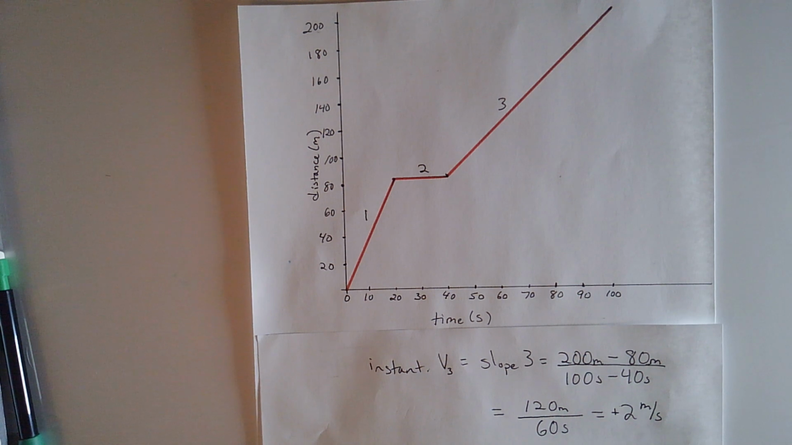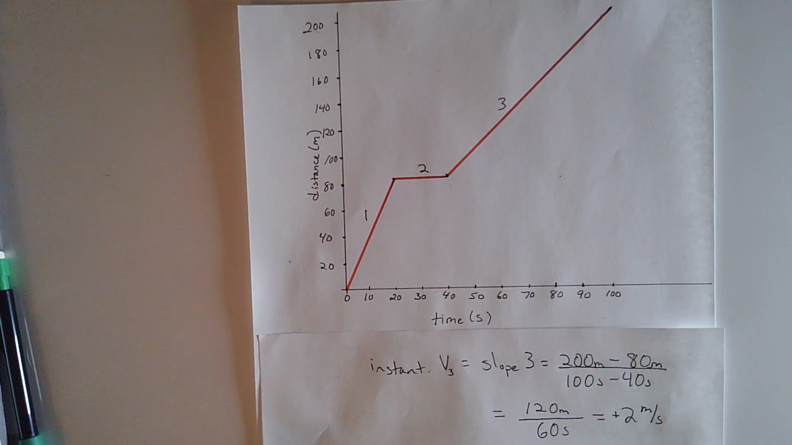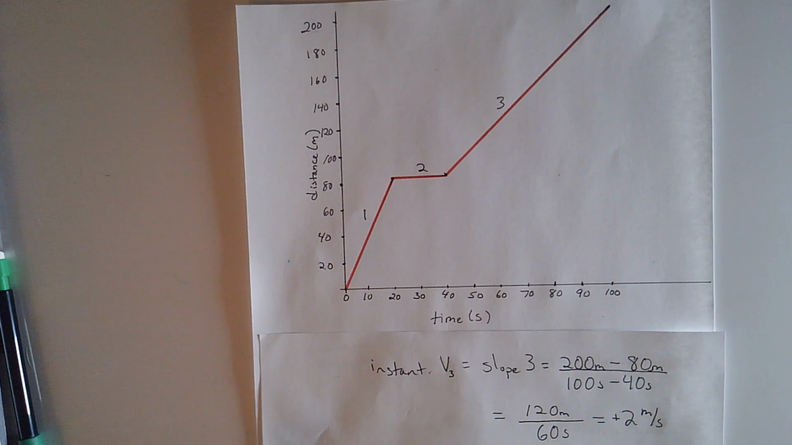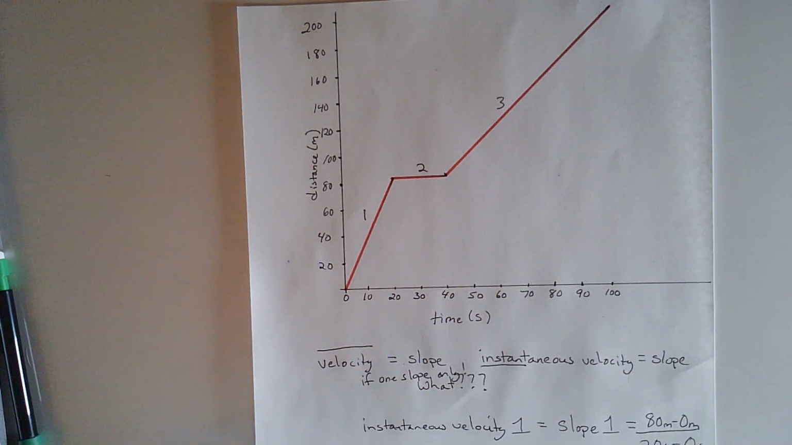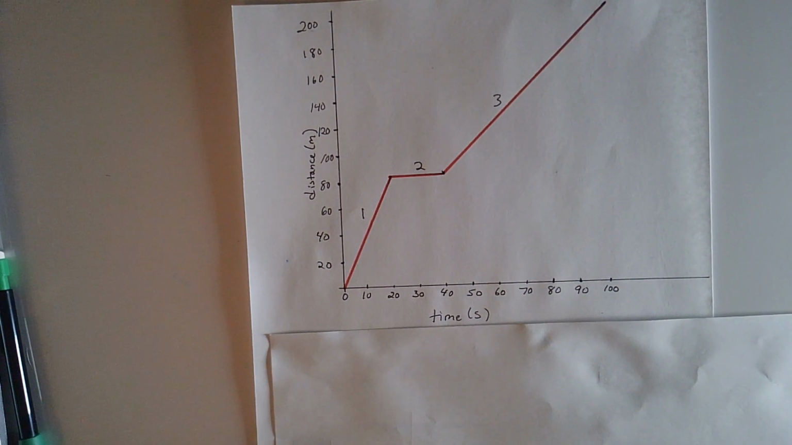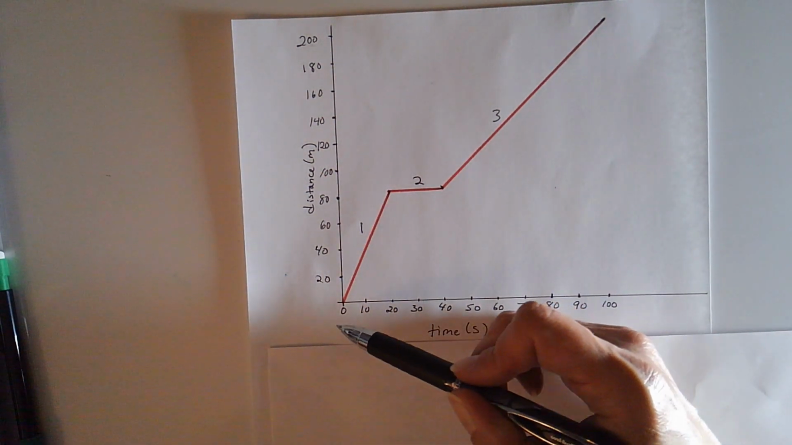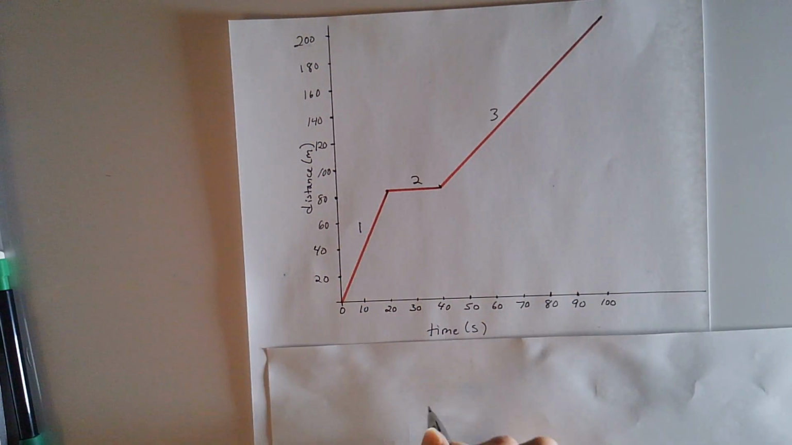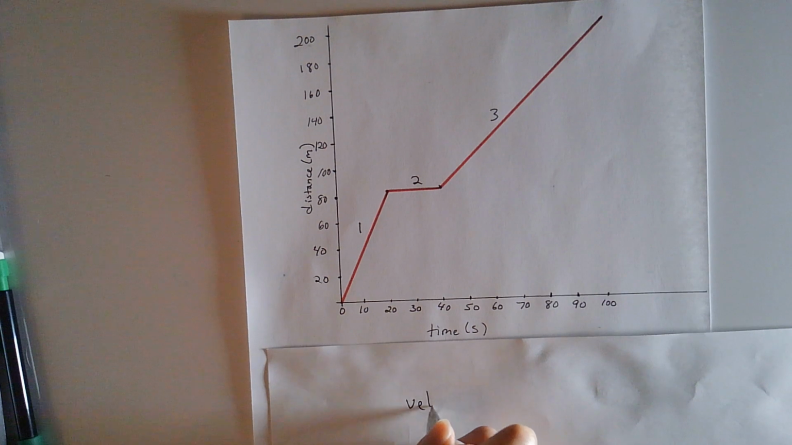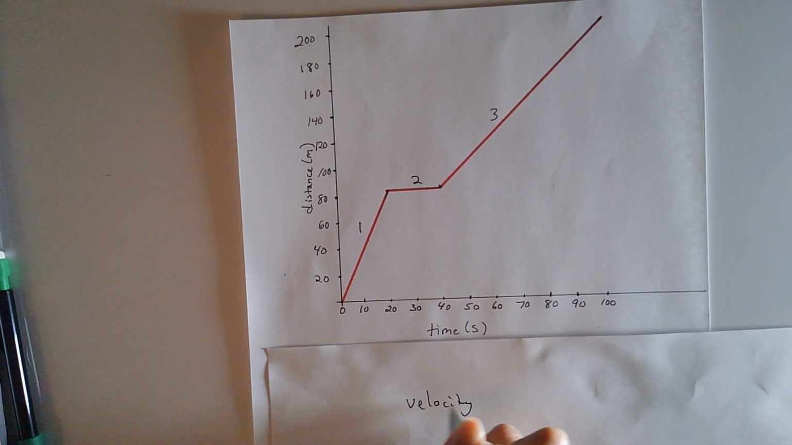Okay, given this line, how in the world are we supposed to calculate average velocity? There's no one slope. Well, there's a couple of different ways to do it, but the easiest way, and you know me, if there's an easiest way, I'm taking the easy way, okay? All right, so the easy way to do it is to just look at overall from time 0 to time 100. So we're going to do average velocity for the whole trip.